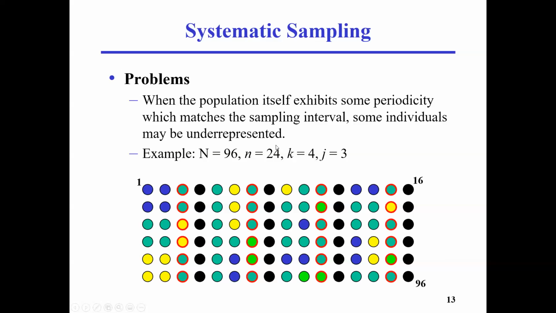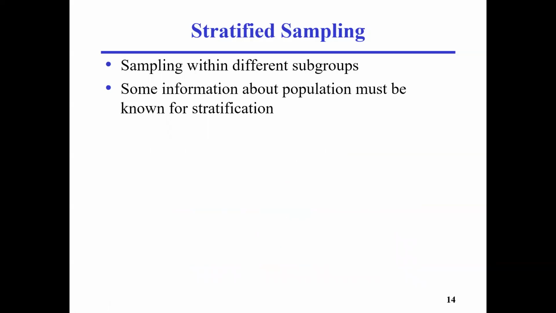But for now, if k is only 4, and you start from the third individual here, then this is the result. The minority group, not necessarily minority, it's just circles with a specific color, are totally ignored. Okay, so this is systematic sampling. So next, I'm going to introduce stratified sampling, but I will just stop here and I will continue in the next video. Thank you.